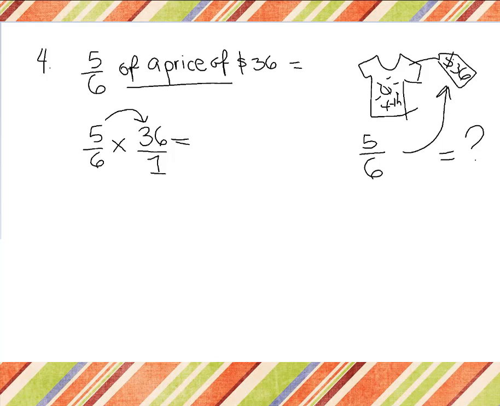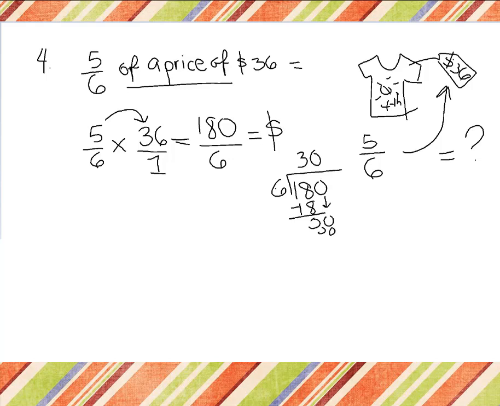5 times 36 is 180. 6 times 1 is 6, and we need to divide in this case. How many times is 6 in 18? 3 times 6 is 18. Subtract, 0. This coming down is 0. How many times is 6 in 0? 0 times. Copy the 0, and that's your answer: 30. Okay, you are only going to pay $30 because that is 5/6 of the original price.